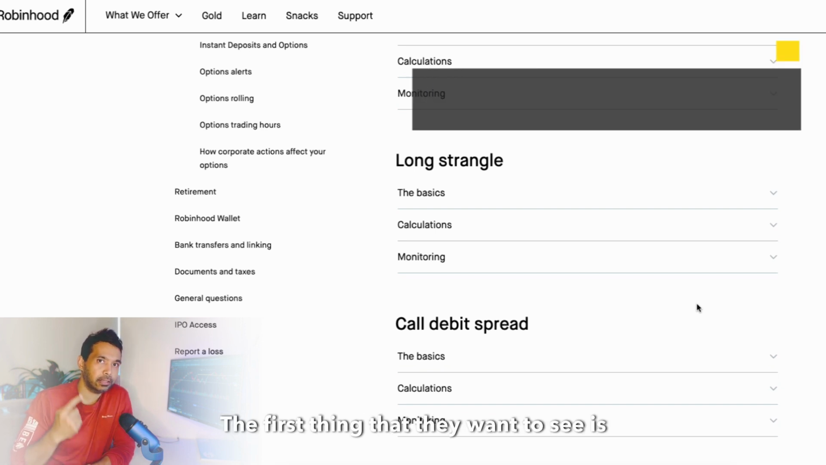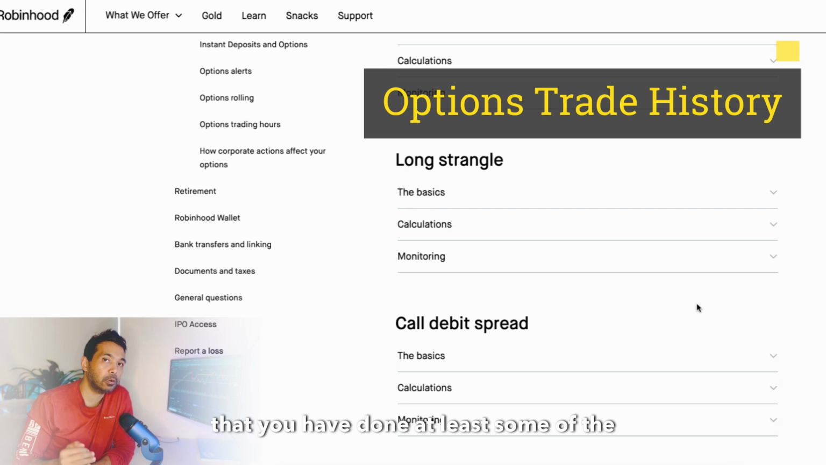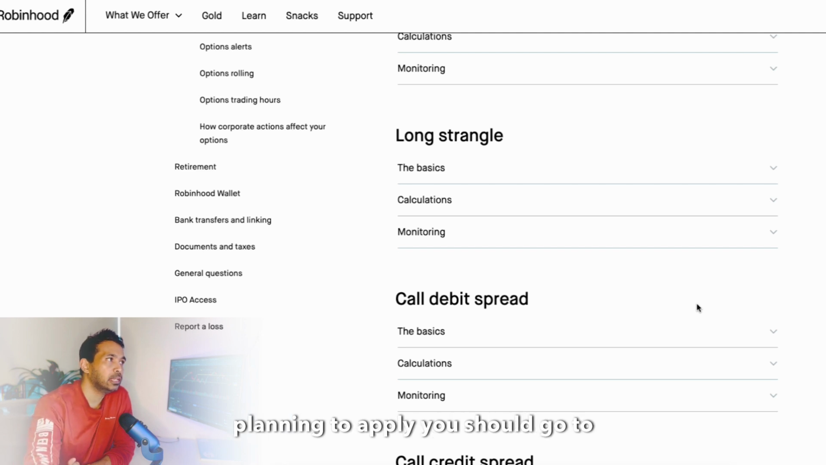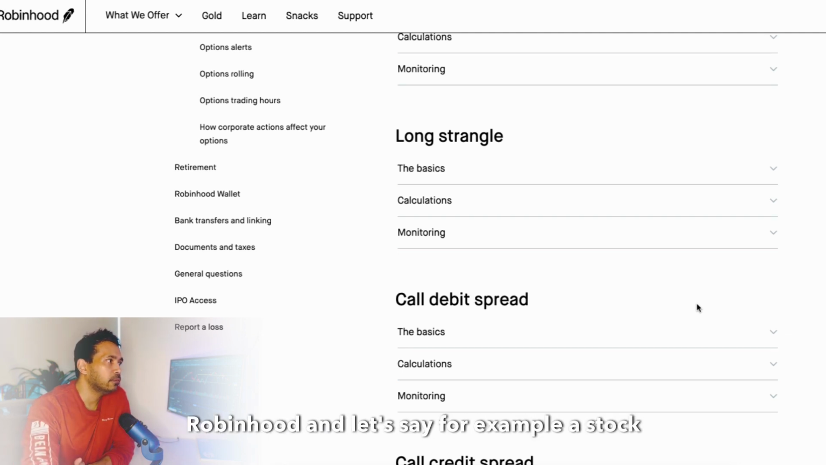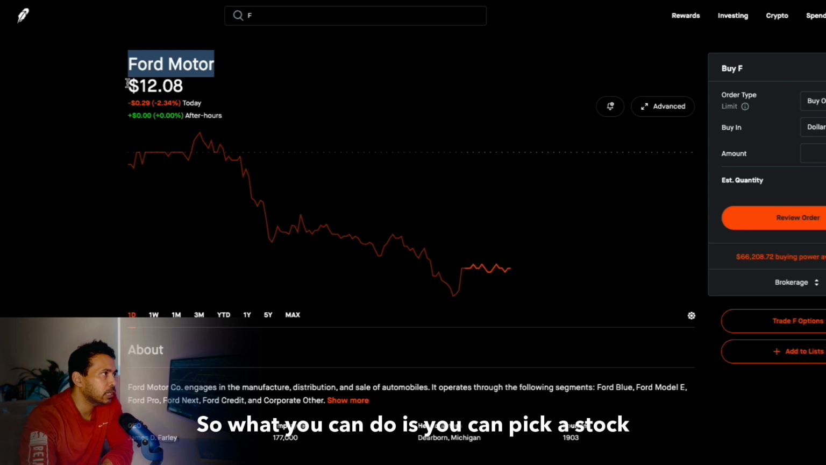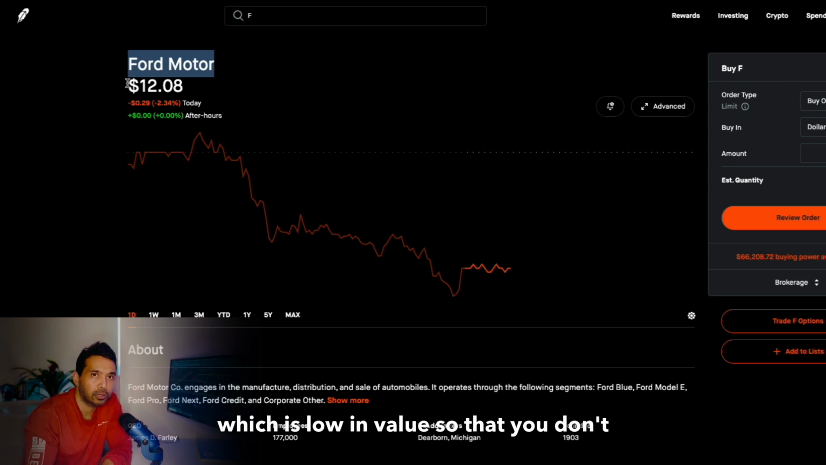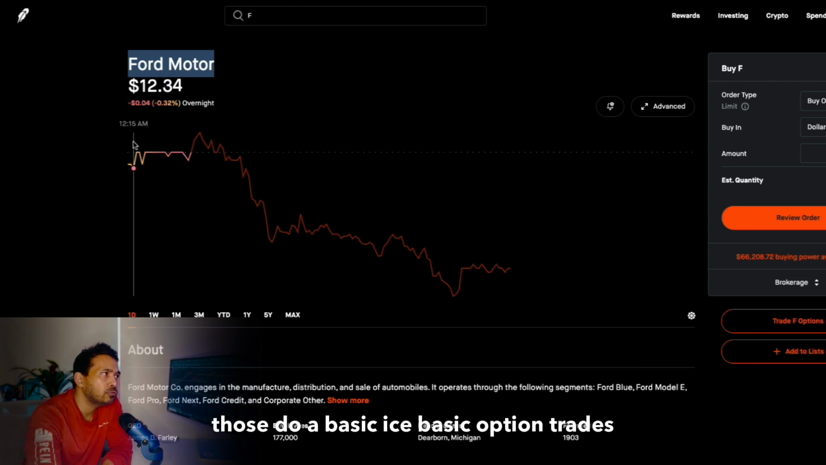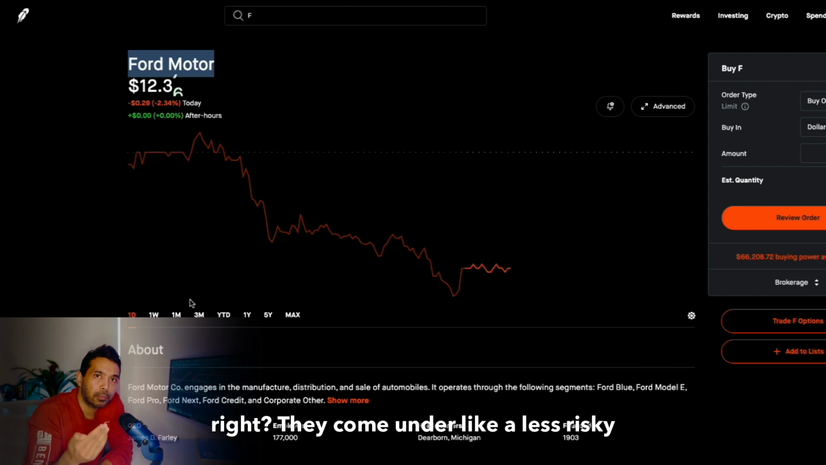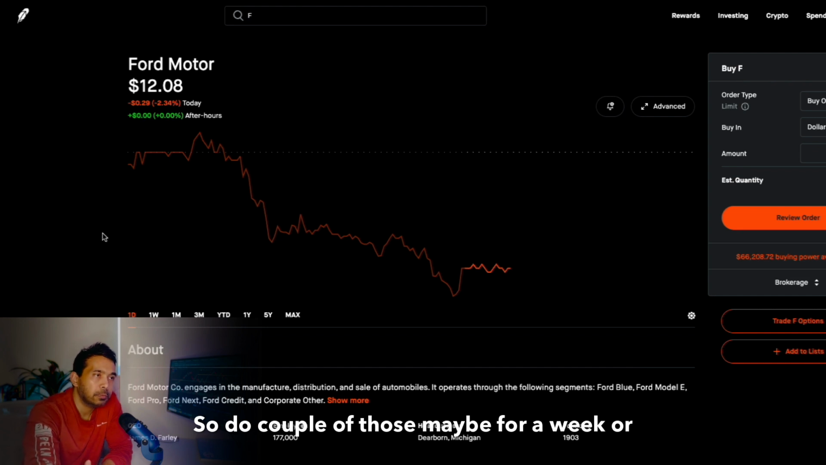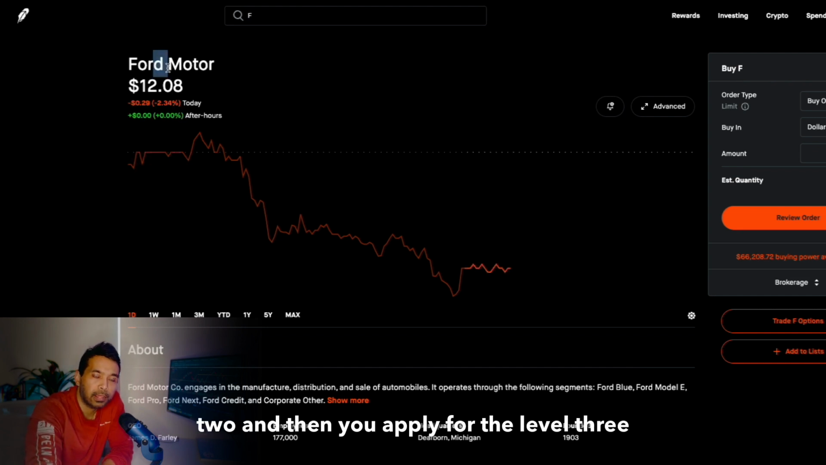The first thing that they want to see is that you have done at least some option trades. So the very first thing you should do, if you're planning to apply, is go to Robinhood and pick a stock which is low in value, like Ford for example, so that you don't have much risk, and do some small options trades. You don't have to do anything fancy, just basic option trades like a covered call or cash secured puts, which come under the less risky kind of option trades. Do a couple of those for a week or two, and then apply for level 3.